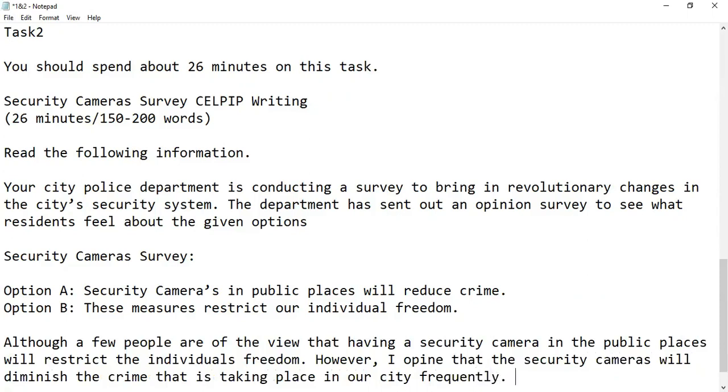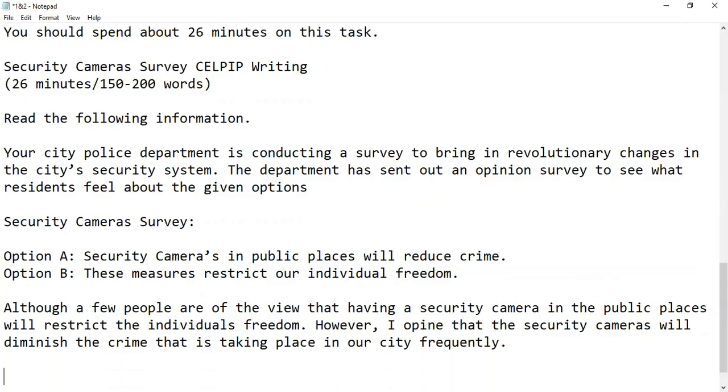Okay, so I've given the introduction. Although a few people are of the view that having a security camera in the public place, plural is accepted. That's when we use the in the public places will restrict the individual's freedom. However, I opine that the security cameras will diminish the crime that is taking place in our city frequently. Okay, then what?